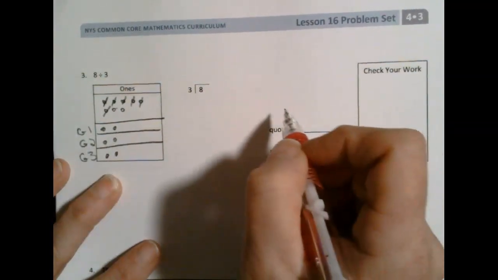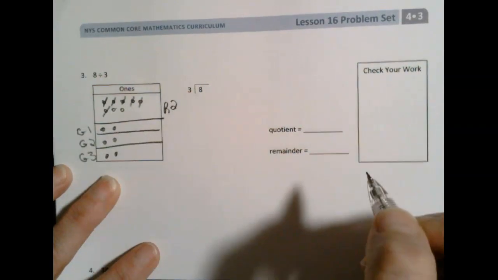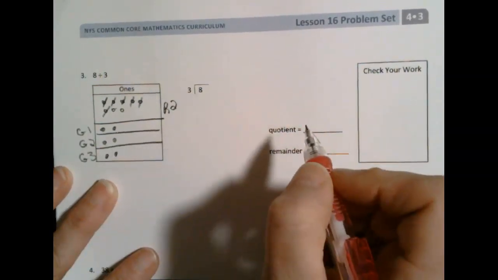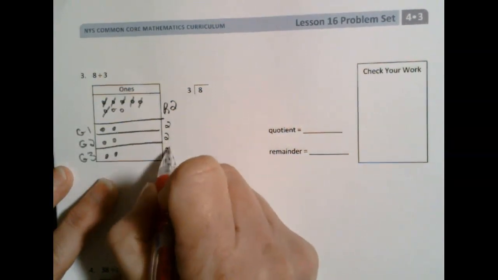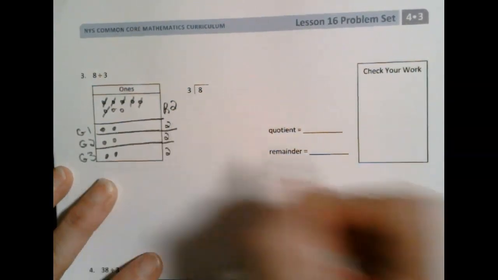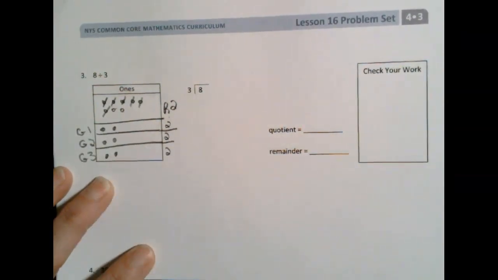So I can't split those 2 into 3 groups. So I'm going to have a remainder of 2. So how many are in each group now? Well, I have 2 here, I have 2 here, and I have 2 here. So I have 3 equal groups of 2. So that worked, and I have a remainder of 2.